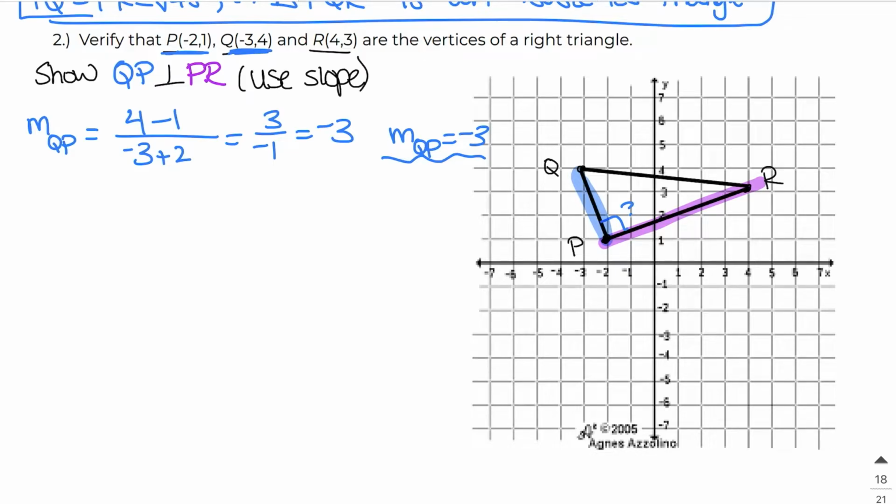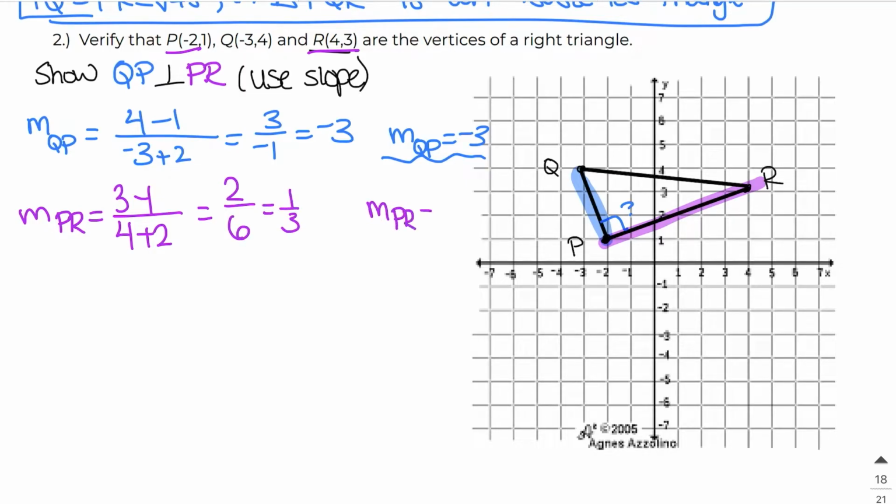All right, now let's go ahead and find the slope of PR. To find the slope of PR, I would look at these two points right here. So I do y2 minus y1, so 3 minus 1, over x2 minus x1, which is 4 minus negative 2, which turns into 4 plus 2. So 3 minus 1 is 2, 4 plus 2 is 6, reduce that and I get 1/3. So the slope of PR is 1/3.